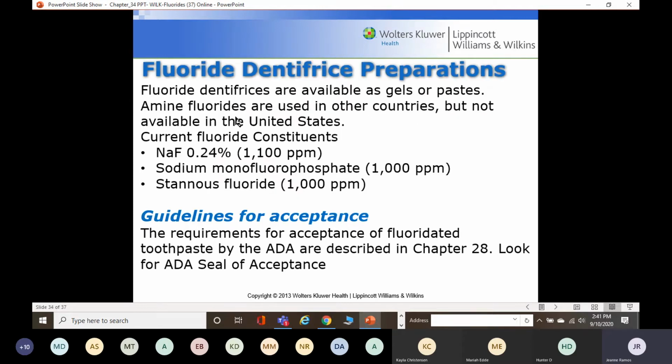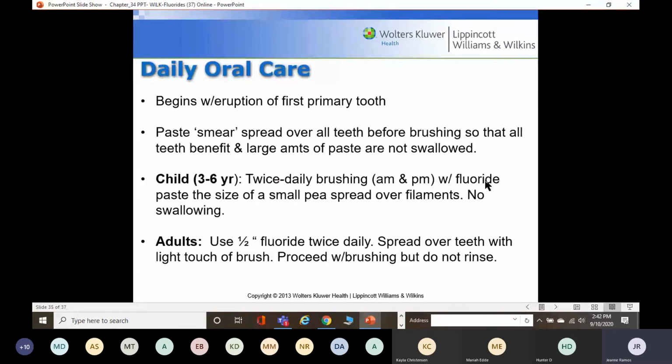So, preparations. Fluoride dentifrices are available as gels or pastes. Amine fluorides are used in other countries, but not available in the United States. The current fluoride constituents that we use are sodium fluoride 0.24%, 1100 parts per million, sodium monofluorophosphate 1000 parts per million, and stannous fluoride 1000 parts per million. They can make these preparations. The requirements for acceptance of a fluoridated toothpaste by the ADA are described in Chapter 28, but you always need to look for the ADA seal of acceptance, and that can tell you a lot right there.